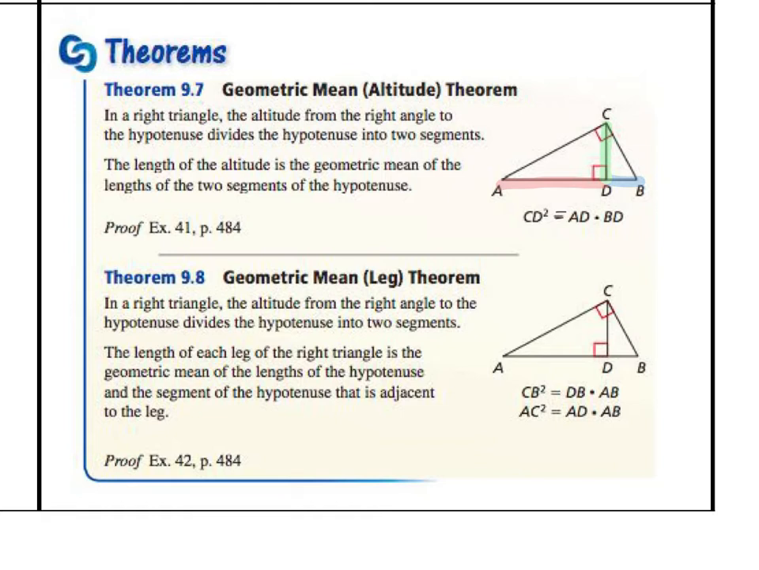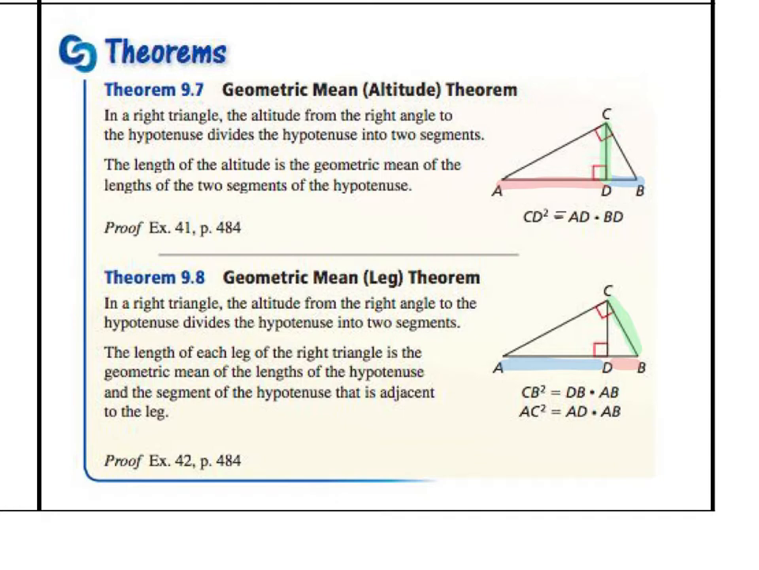So this tells us that the hypotenuse CB is the geometric mean of DB and AB. So CB is the geometric mean of this length and this length. Okay? And AC squared is going to equal, or it's the geometric mean of, I'm running out of colors here.